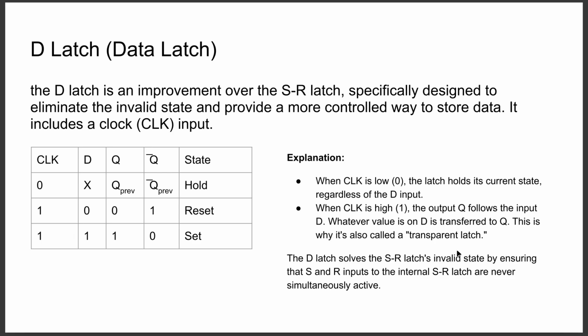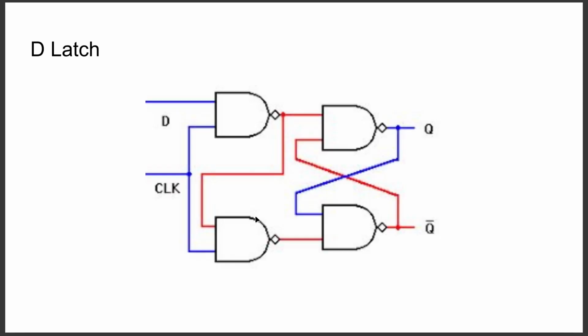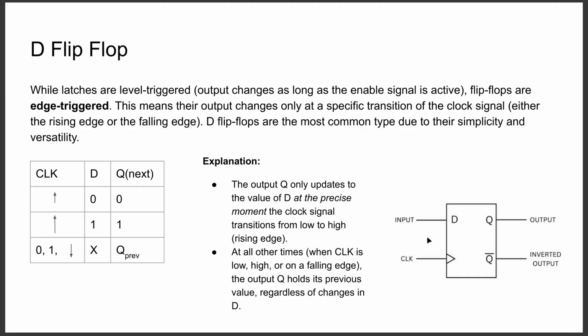The D-latch solves the S-R latch invalid state by ensuring that the S-R inputs to the internal S-R latch are never simultaneously active. And this is what a D-latch looks like, with some NAND gates attached in this way. A D flip-flop. While latches are level triggered, where output changes as long as the enable signal is active, flip-flops are edge triggered. This means their output changes only at a specific transition of a clock signal, either the rising edge or the falling edge. D flip-flops are the most common due to their simplicity and versatility.